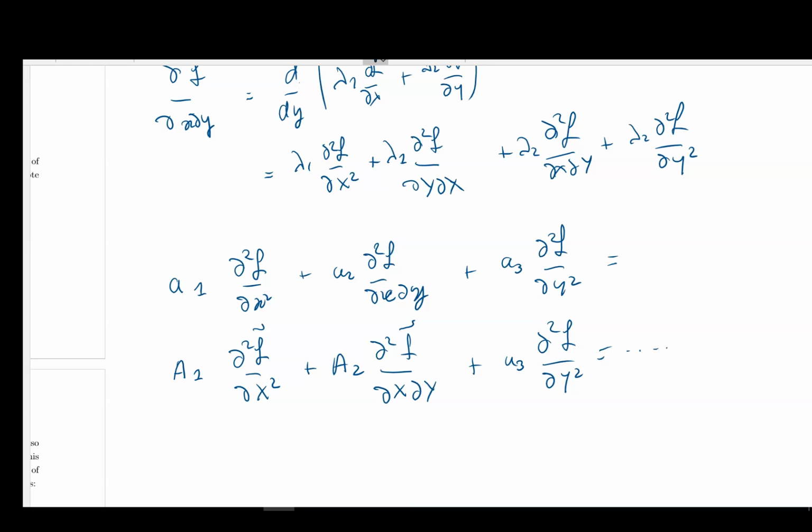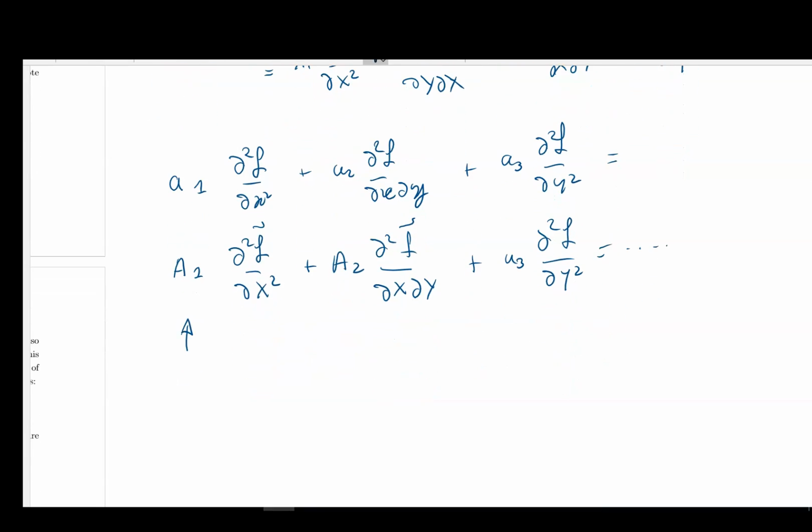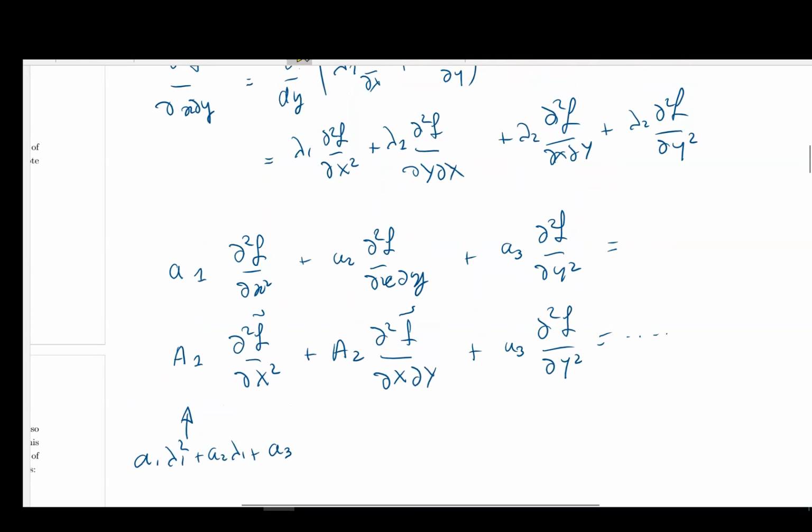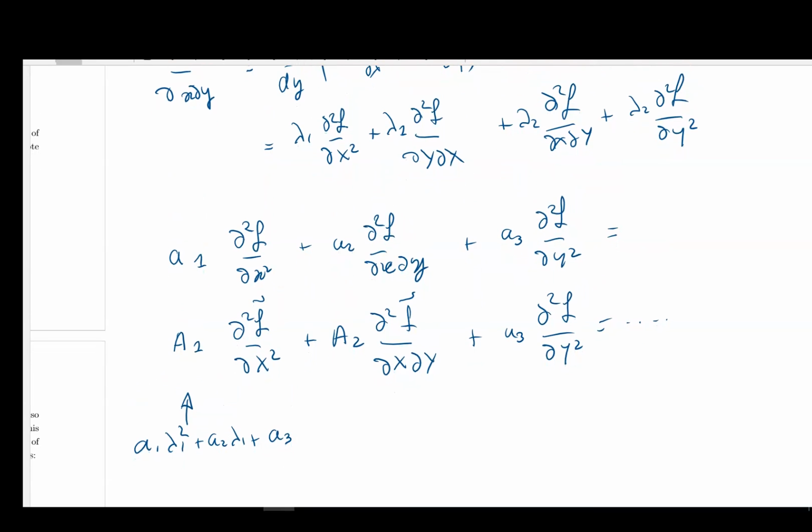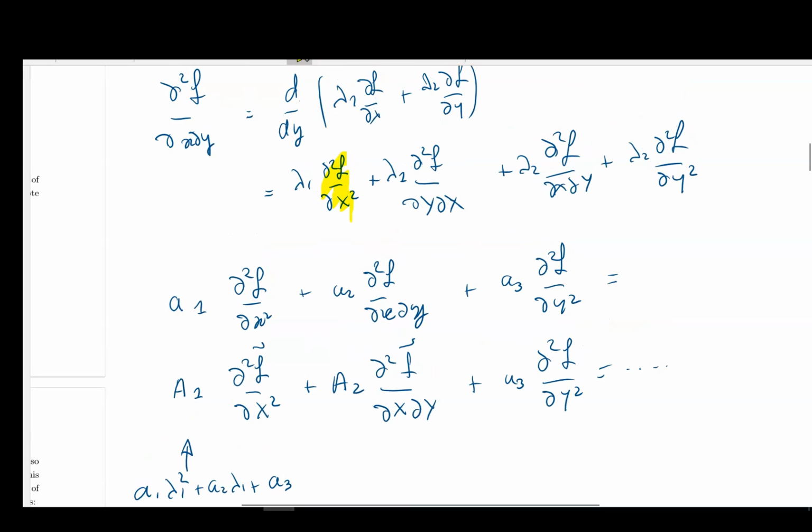The thing is that those A1, A2 and A3, if you give them explicitly, will be given by A1 is actually small a1 lambda 1 square plus a2 lambda 1 plus a3. Where is that coming from? Let's have a look. It's the term that comes for the d2f over dx2. That one comes from the cross derivative, right? So that one corresponds to the cross derivative.